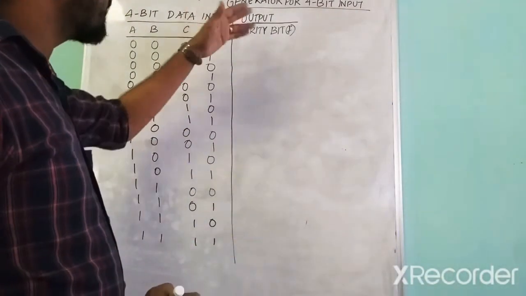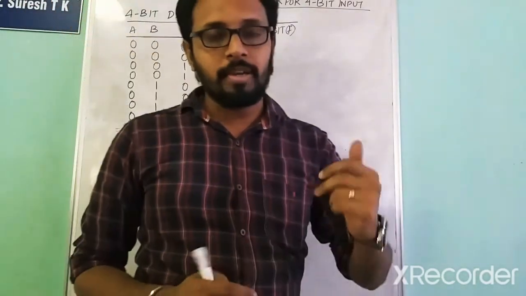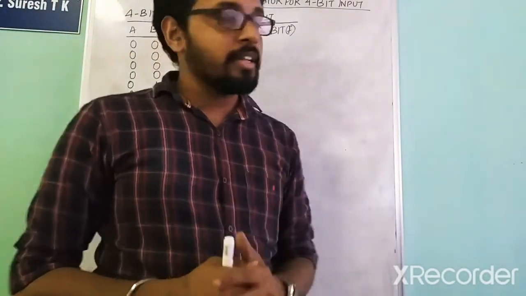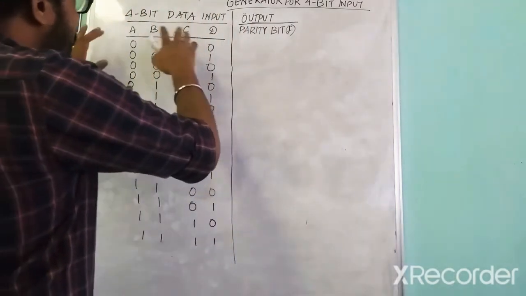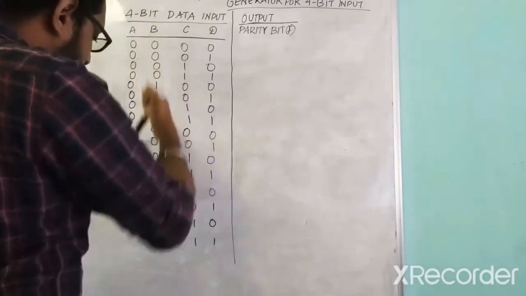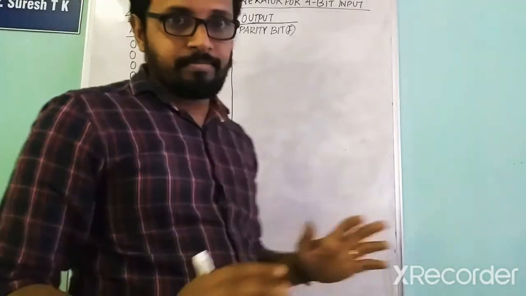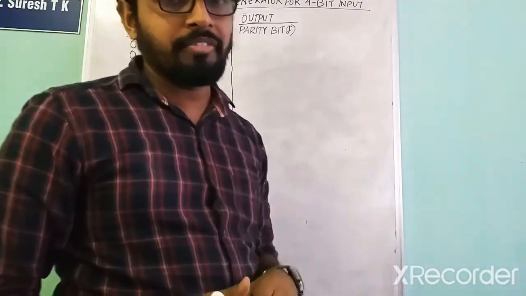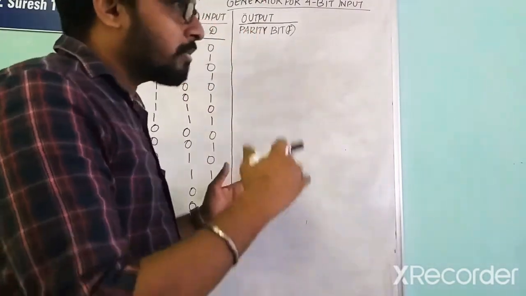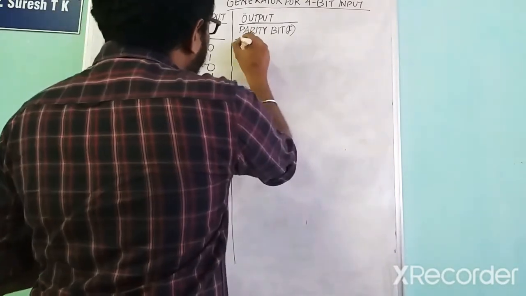This is the design of an even parity bit generator for 4-bit input. So 4-bit means we need to write 4 bit variable names, and also 0000 to 1111, that is 0 to 15. That is 16 inputs, and based on that we need to write the parity bits.